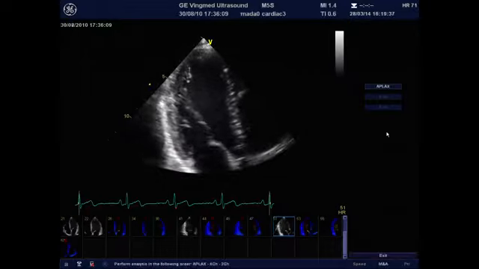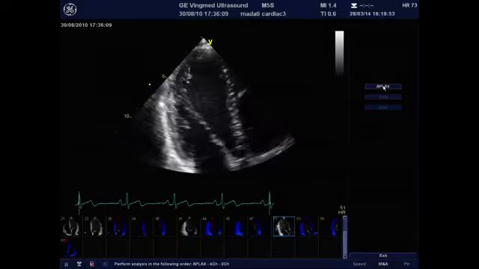We usually start with the apical long axis view. Why is that? The apical long axis view helps us to do timing. We see both valves in this view, so we know when the aortic valve is opening and closing, and we also know when the mitral valve is opening and closing.